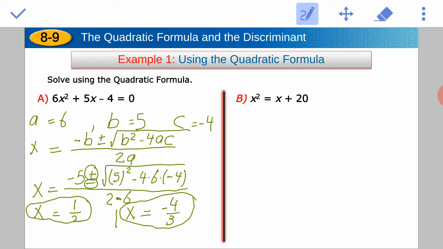Another example. My quadratic equation, x squared equals x plus 20, is not written in the standard form this time. To write it in the standard form, you have to set this equation equal to 0. In order to create 0 on the right hand side, you need to add the opposite of negative x and the opposite of plus 20 to both sides.